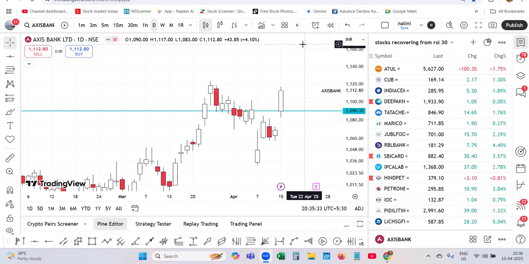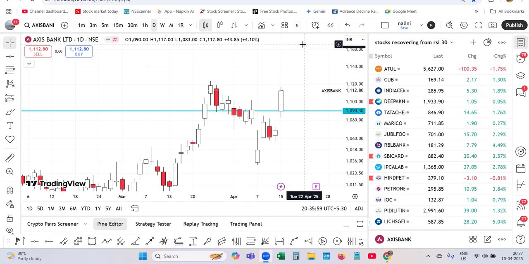That is 5 days close, above the 66.6% level. I have provided the screener for you people. From that screener, I'm going to discuss two stocks: one is ICICI Bank, another is Axis Bank.